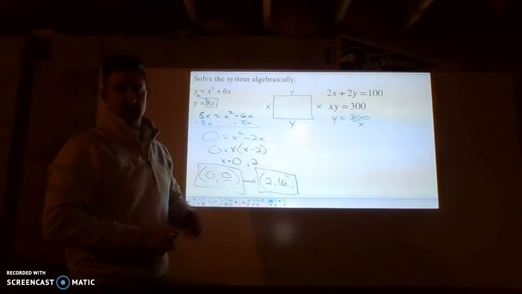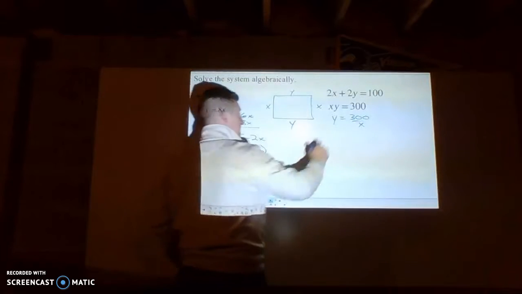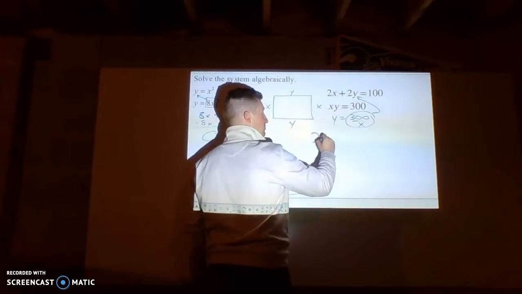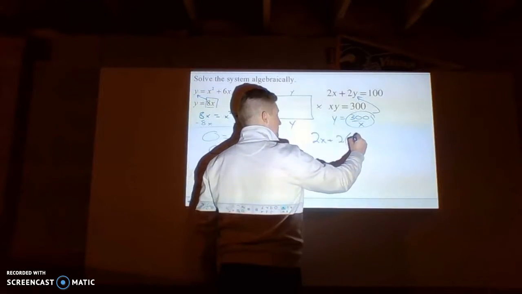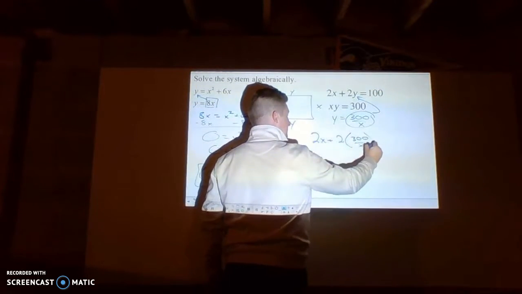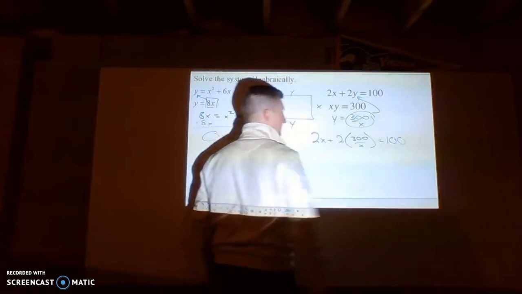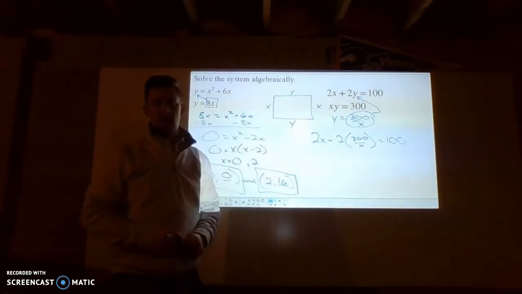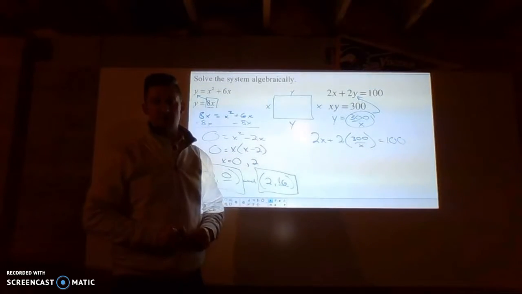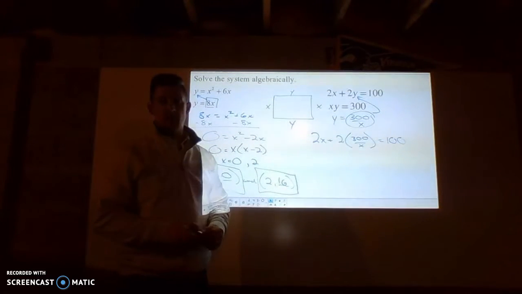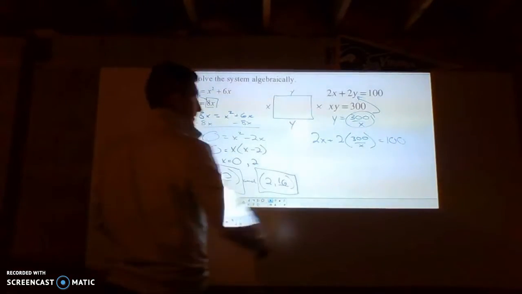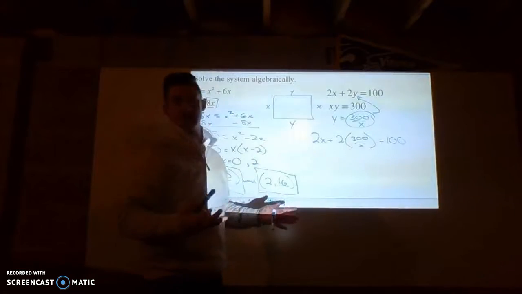Okay. Substitute that into the other equation for y. So we're going to take this and put it there. So we're going to have 2x plus 2 times 300 over x is equal to 100. Now, I've got a rational equation because I just put x in the denominator of a fraction. Those are sometimes difficult to solve. So what I'm going to do is multiply everything by a least common denominator, which in this case is just x. It's the only denominator I see.